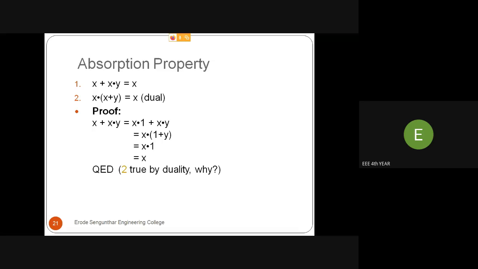If we see the proof: x plus x into y is equal to, we can write the first term x as x into 1. x into 1 is the same answer x, plus the second term x into y, just written. In the first term and second term, x is common, so we take x as common. Now 1 plus y is the second term, x into 1 plus y. Therefore y plus 1 is also written as 1. Any boolean variable added with high value, the result is high. So x plus 1 is equal to 1, and like that y plus 1 is equal to 1. Therefore x into 1 is equal to x. Hence proved.